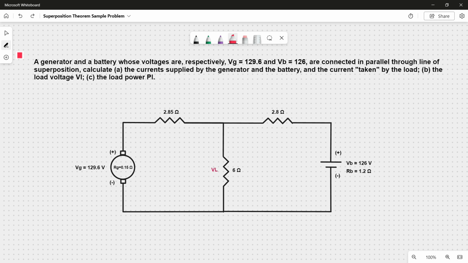The problem will be solved in 3 steps. In step 1, the battery will be replaced by its internal resistance of 1.2 ohms, and the circuit will be assumed to be energized by the 129.6 volt generator alone. In step 2, the generator will be replaced by its internal resistance of 0.15 ohm, and the circuit will be assumed to be energized by the 126 volt battery alone. In step 3, the separate currents in the various parts of the circuit will be combined algebraically to give the actual values in the composite circuit. The load voltage and power may then be readily determined.